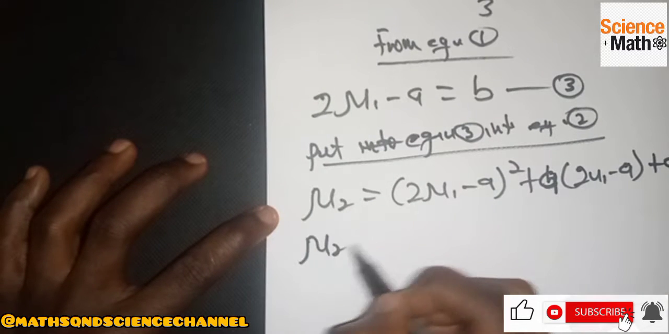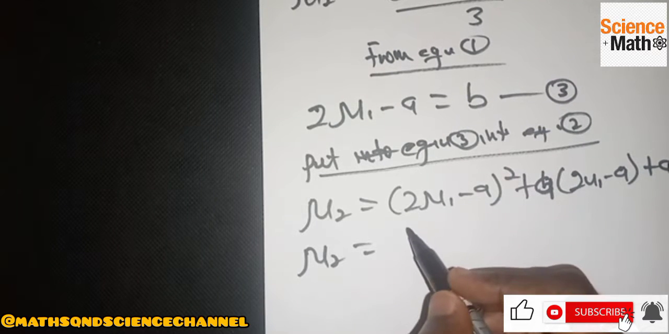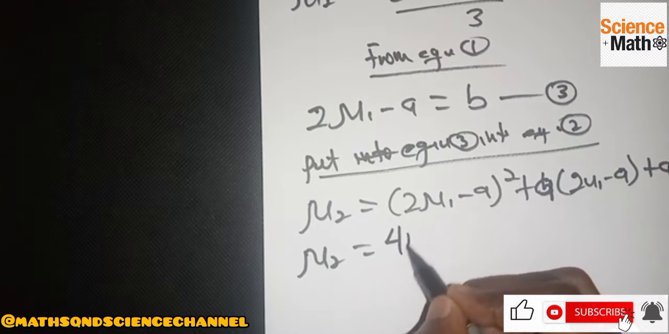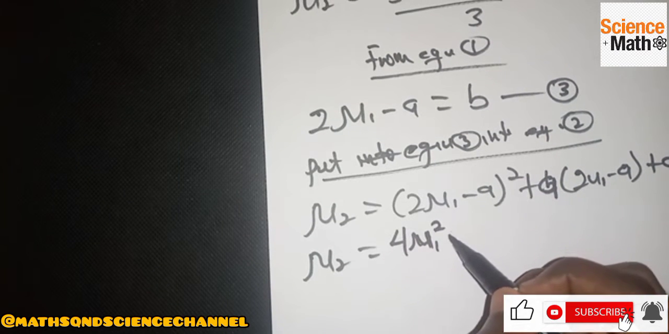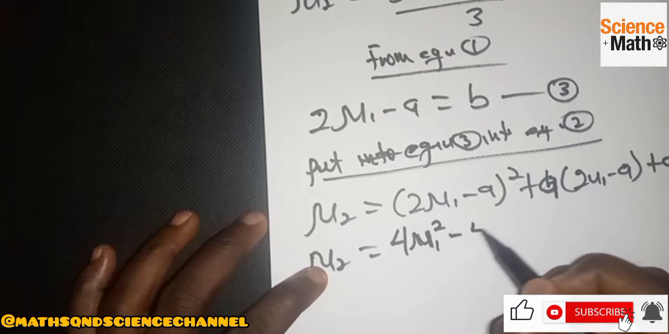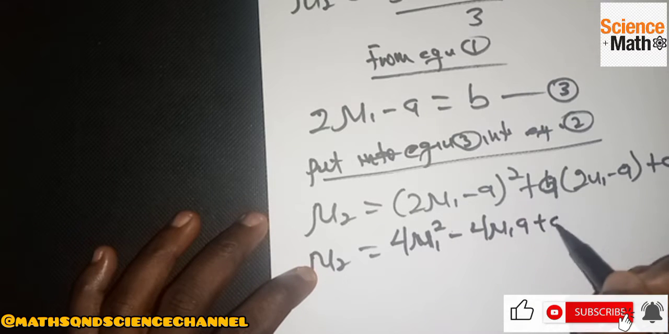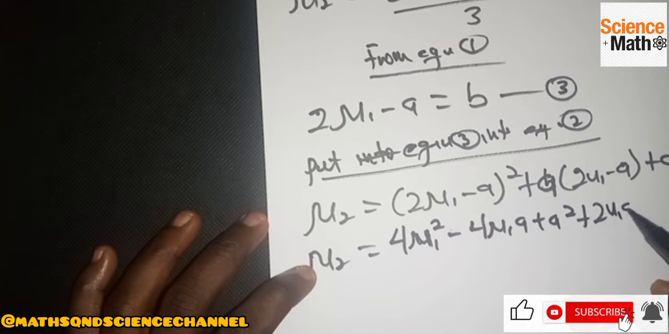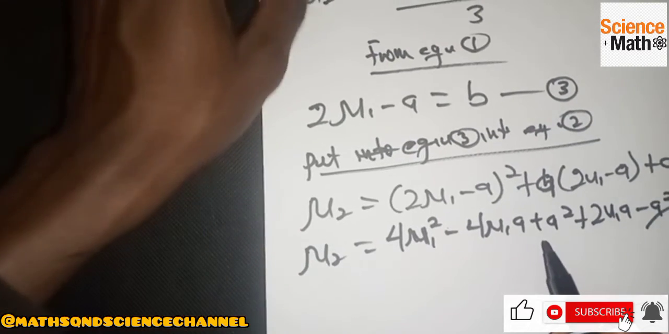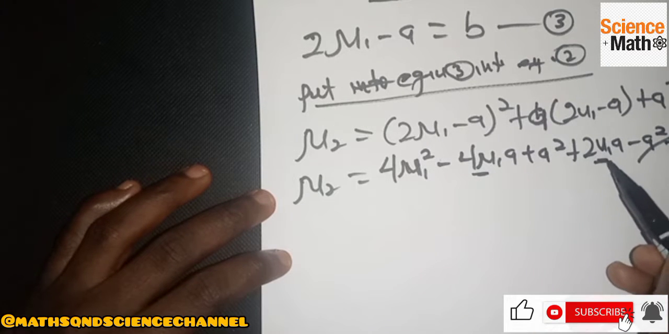So mu 2 here will be equal to, expanding this, 4 mu squared here, and then minus 4 mu 1 a, and then plus a squared plus 2. So this one is just going to give us mu 1 a minus a squared plus a squared. So this goes away, and then we also have like terms.